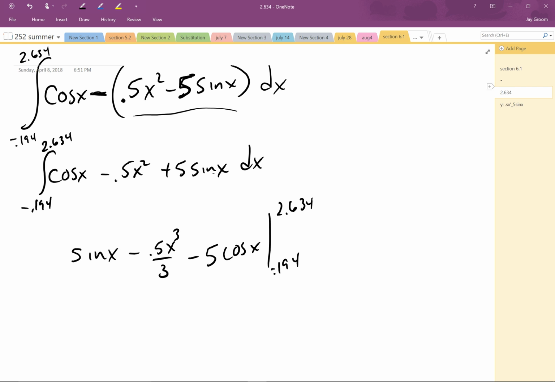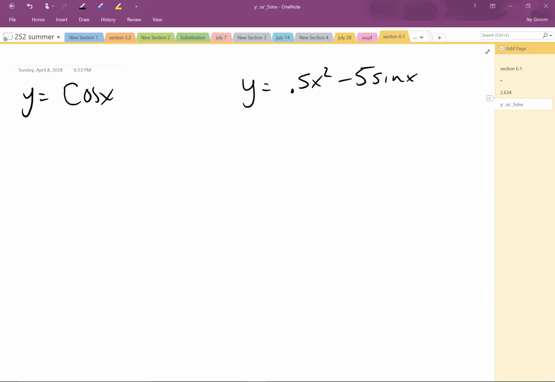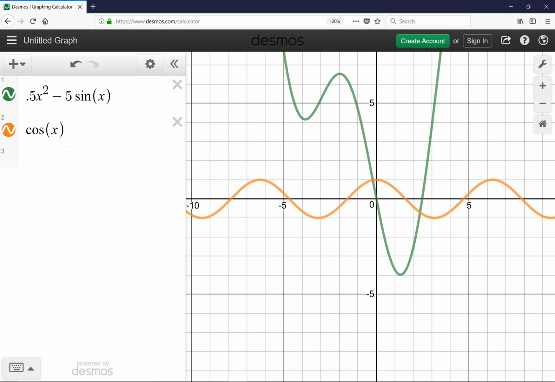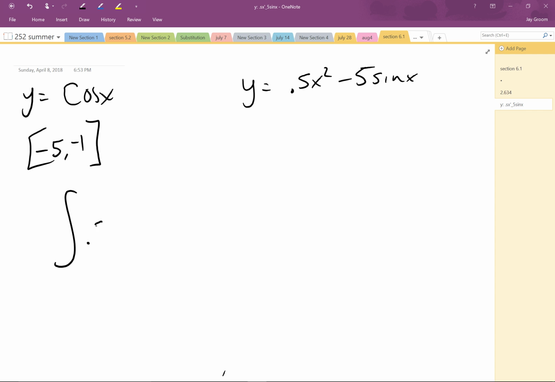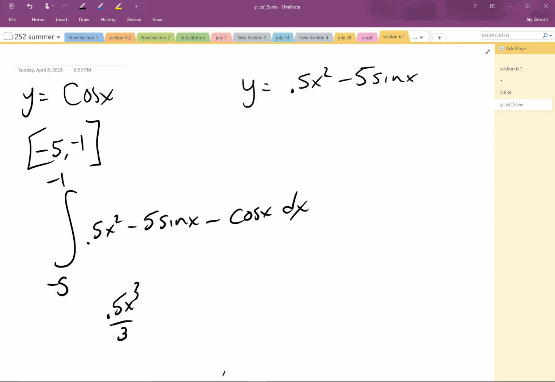Good for me. Now, note, on the interval from negative 5 to negative 1, who's on top of whom? Well, on that interval, the green is on top of the orange. So you got to subtract it the right way when you do the integrals. So it's going to be the integral of 0.5x squared minus 5 sine x minus cosine of x from here to here.